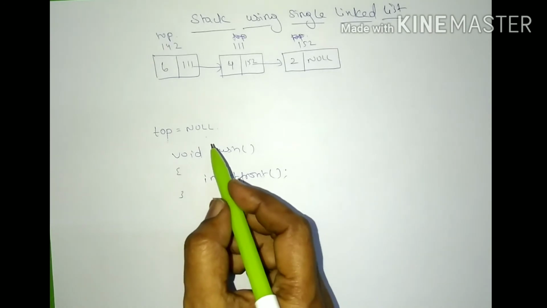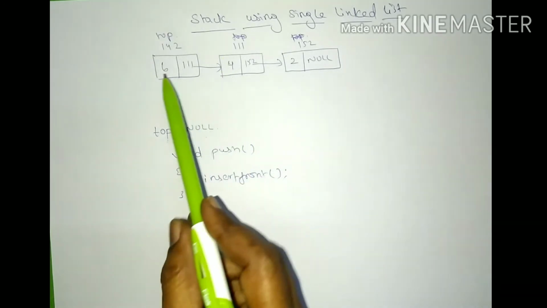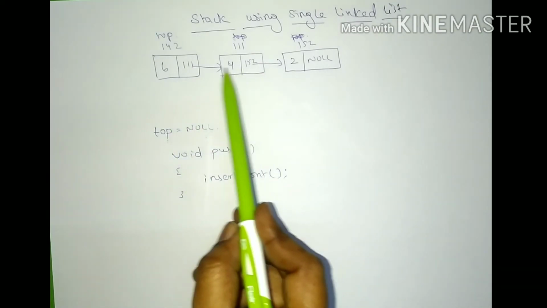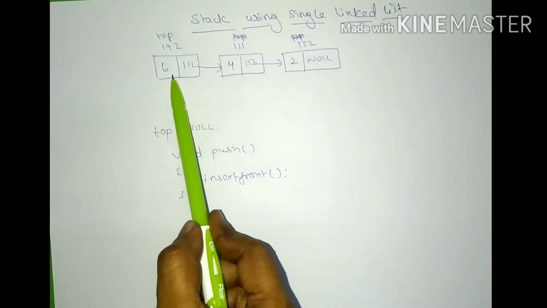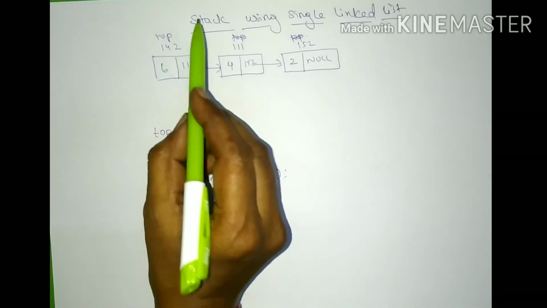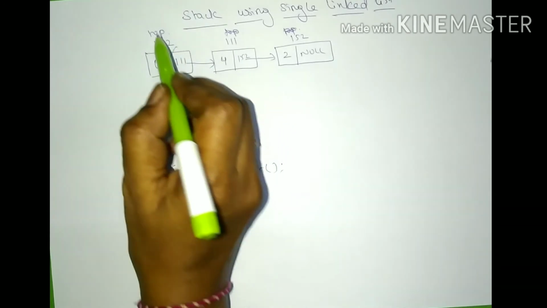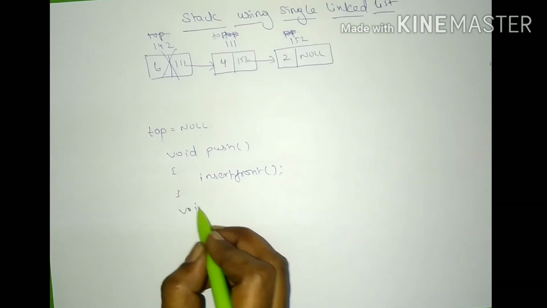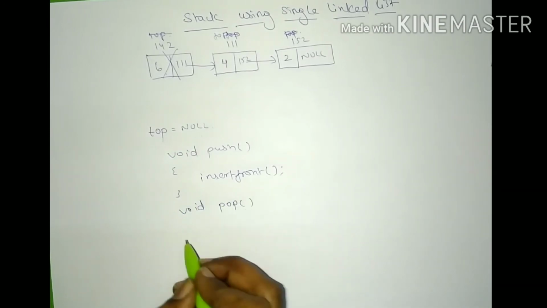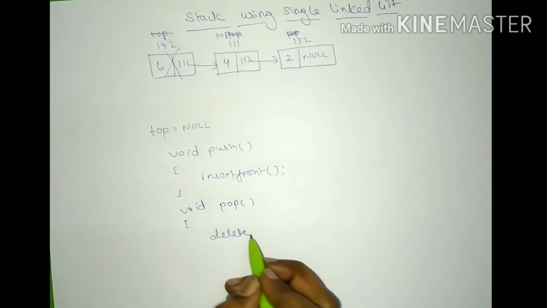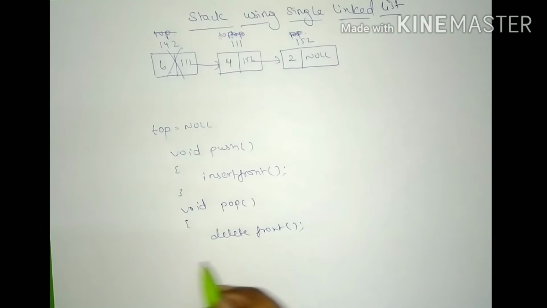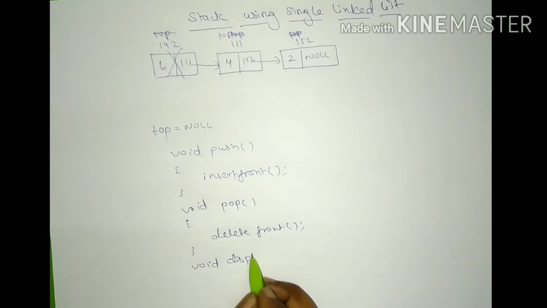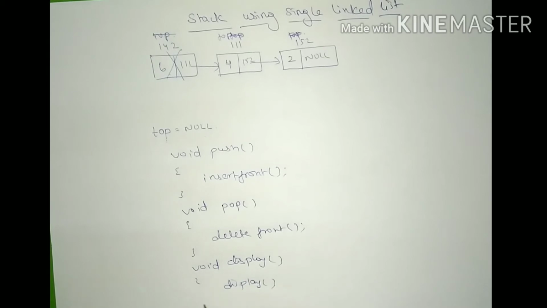Now whenever we want to pop an element from the stack, we have to pop whichever is the last pushed element. 6 is the last pushed element, so we have to pop this element. That is delete front, that is pop top, and top is placed over here. Whenever we want to pop an element, the code we have to use is delete front of single linked list. And to display the stack elements, we use the display function of single linked list.